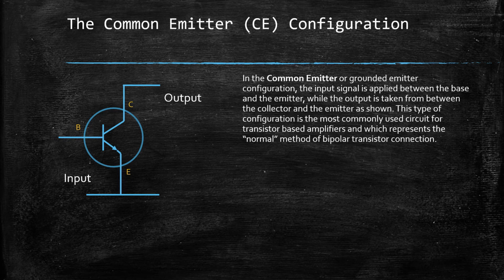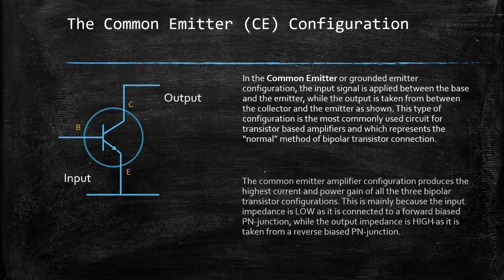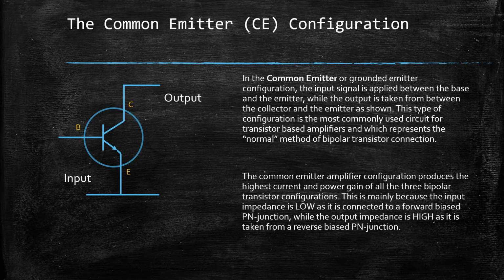The common emitter amplifier configuration produces the highest current and power gain of all the three bipolar transistor configurations. This is mainly because the input impedance is low, as it is connected to a forward-biased PN junction, while the output impedance is high, as it is taken from a reverse-biased PN junction.